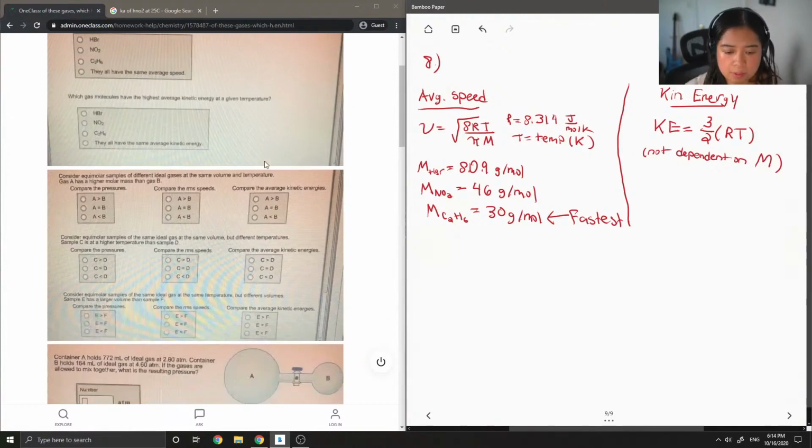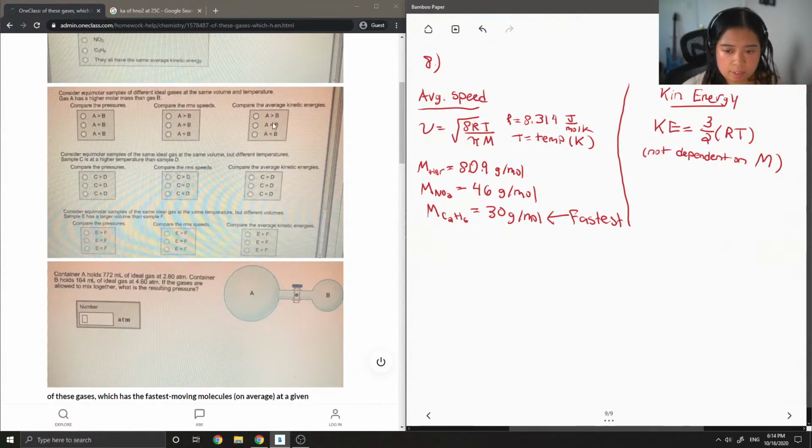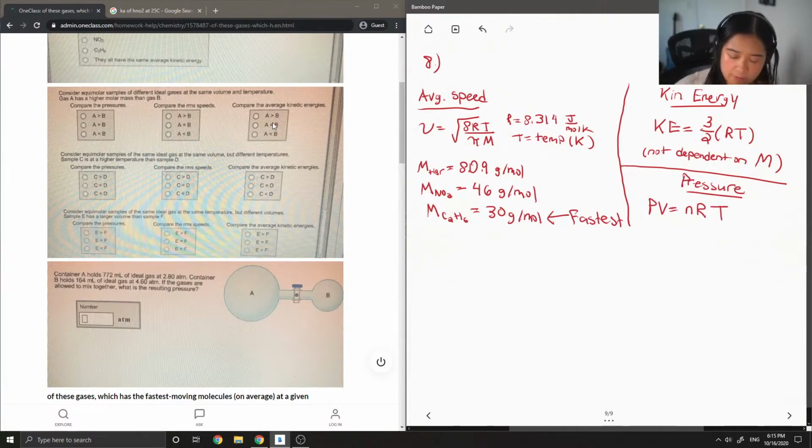And then for this part of the question, they give different scenarios where they vary either the pressures, or no, they vary the volume and temperature. And you also want to look at the pressures of these gases. So I'm going to write down that equation as well. So for pressure, we're going to be using PV equals nRT, where P is pressure, V is volume, n is number of moles, R is the same constant, and T is temperature.